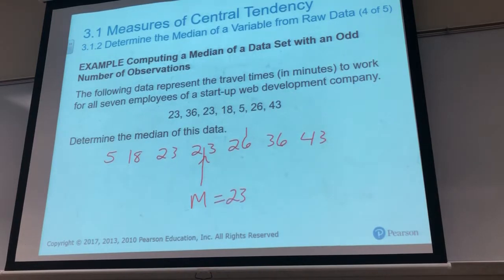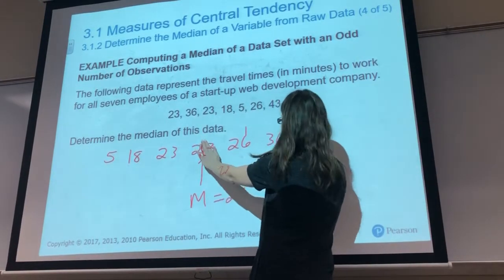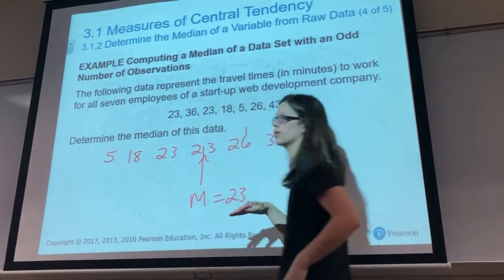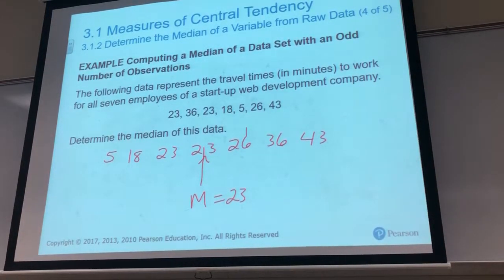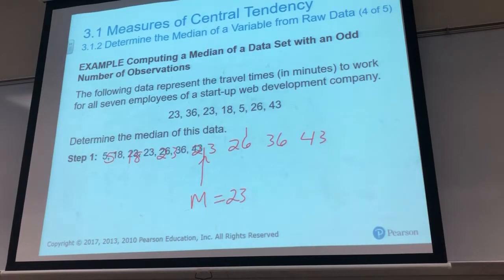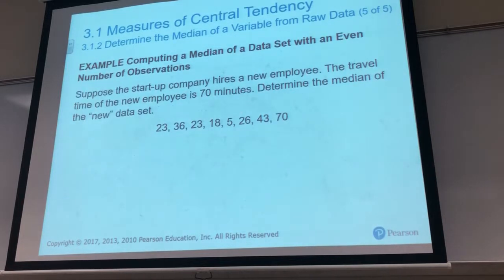So 23 is our median right here. So there's our number in the middle. We've got 3 numbers greater than it, 3 numbers smaller than it, and that's our median. All right, so that's fairly straightforward. Okay, so M equals 23.